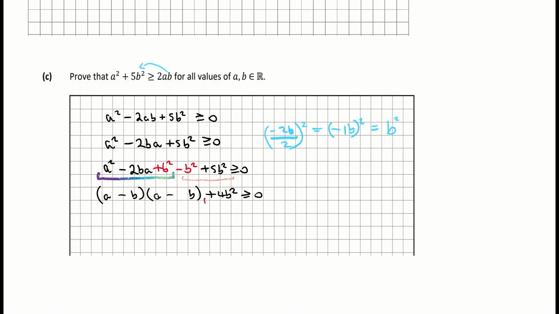I can then put these two parts together. It's the same factor multiplied by itself, so I'm going to write it as a square plus 4b squared. And we are done, because you can see here I have a minus b all to be squared, so a square must be positive. So let's just write that down. A square must be positive. And 4b squared again is a positive, so that's why I am complete. So therefore I am happy that a squared plus 5b squared is greater than 2ab. That is part C done.